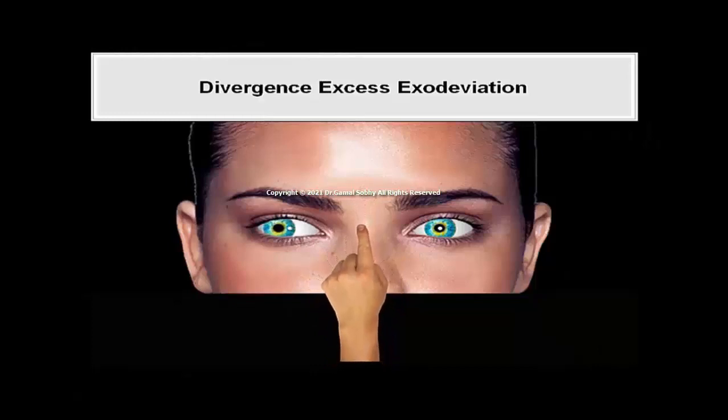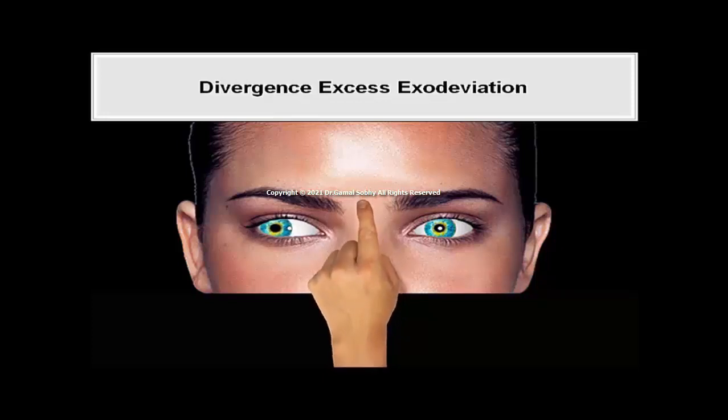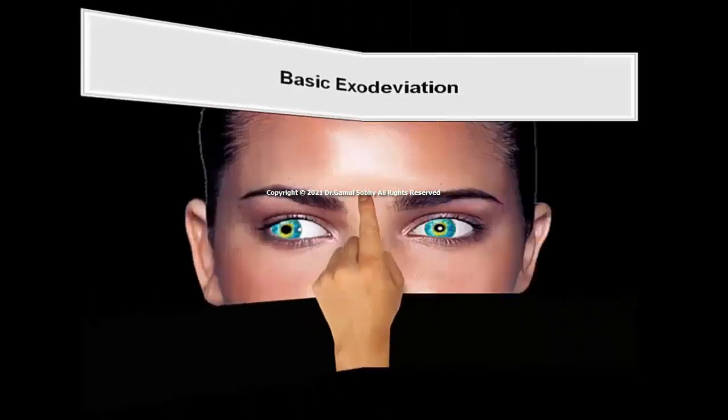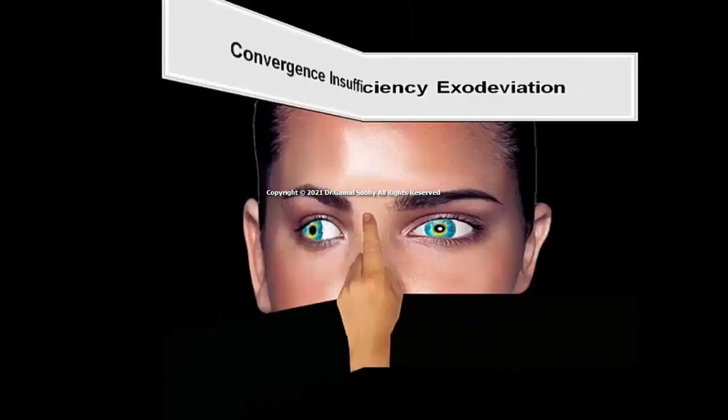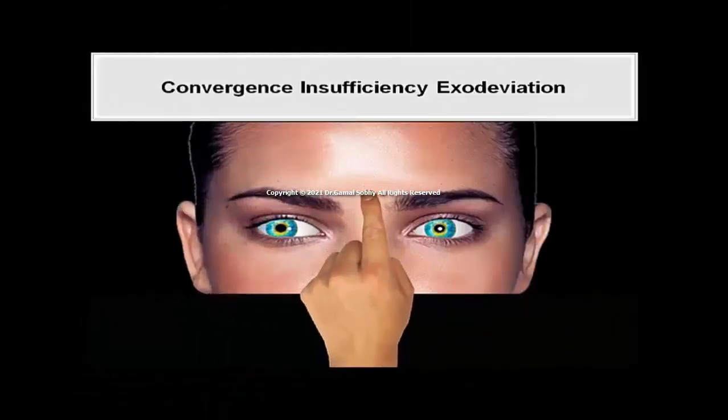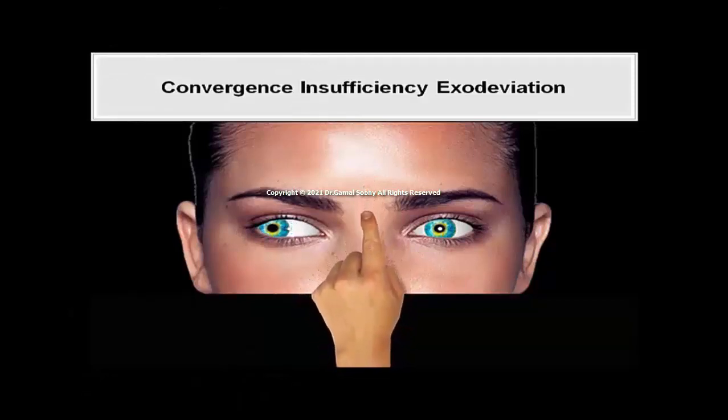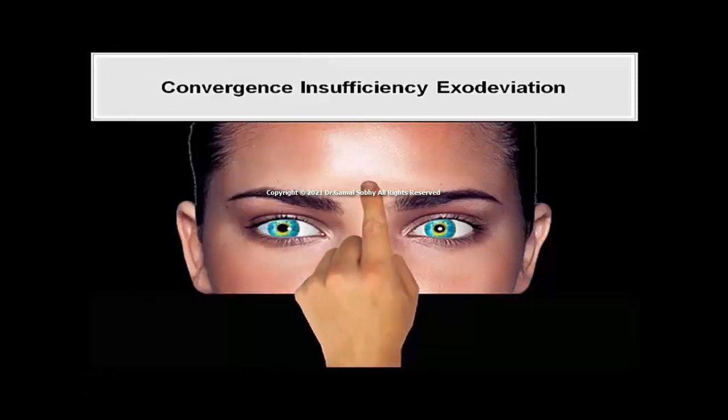Exodeviations are classified into the following patterns. 1. Divergence excess exodeviation, in which the exodeviation is at least 15 degrees larger at distance than at near fixation. 2. Basic exodeviation, in which the distance deviation is approximately equal to the near deviation. 3. Convergence insufficiency exodeviation, in which the near deviation is at least 15 degrees greater than the distance deviation.